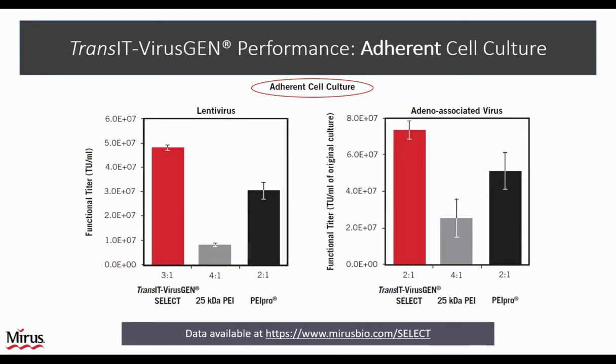Virusgen, as demonstrated in this figure, also strongly outperforms PEI formulations in adherent 293T cells grown and transfected in DMEM plus 10% FBS. For more details about these experiments, please visit www.mirusbio.com/select.